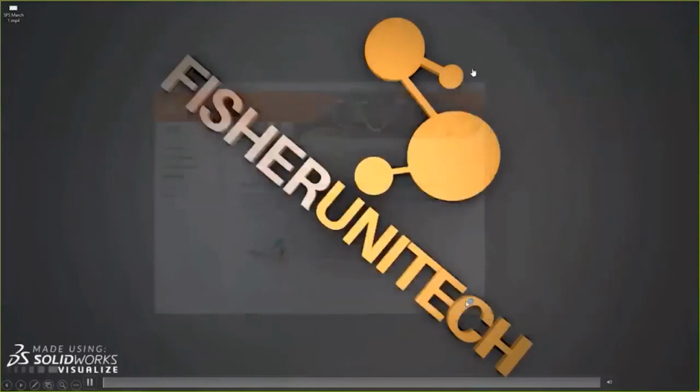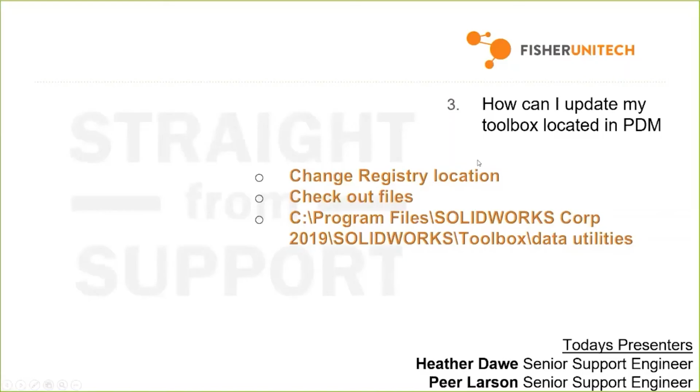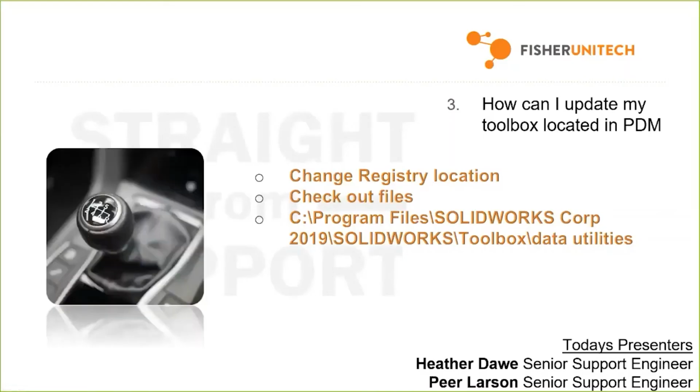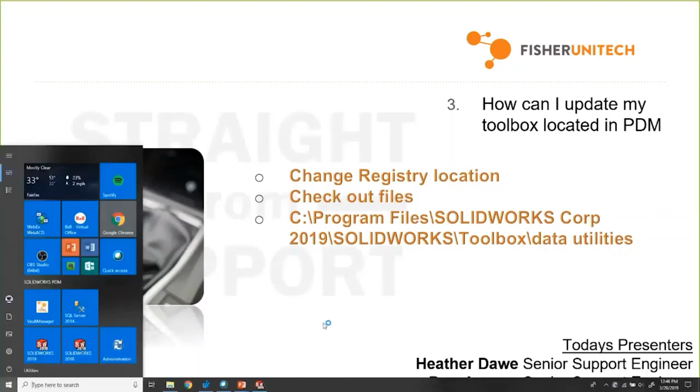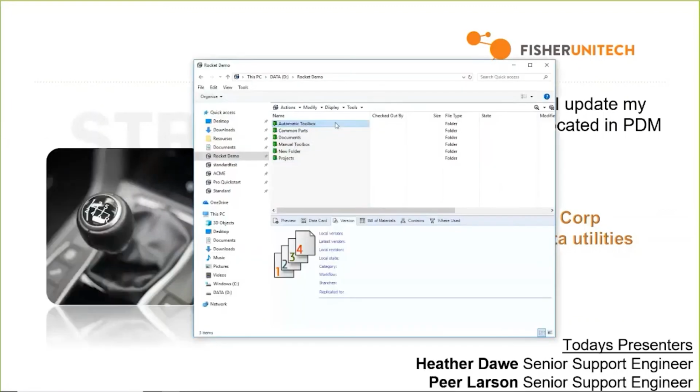So that's the way we do it if it is automatic. What if we want to update the toolbox manually? So to update the toolbox manually, there are a few more steps we have to do. First thing I've noticed in situations where we have to update manually, we almost always have to change that registry key. So I have another toolbox called Manual Toolbox.